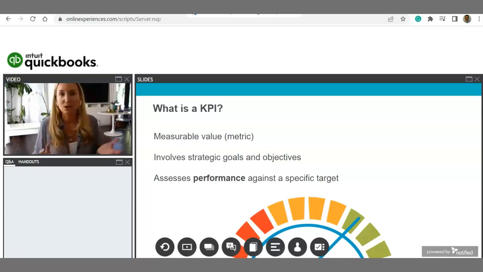Because you do all of this work, entering and recording activity, you or someone does all the work recording all the financial activity that happens in the business. You get these reports at the end of the month. And it's very easy for business owners to not read them or know how to read them, or what do you do with them? How do you make them meaningful? So KPIs are calculations that assess the performance of the business against a specific target.